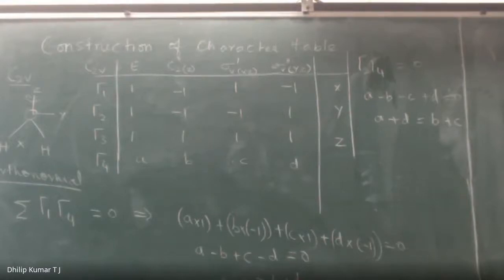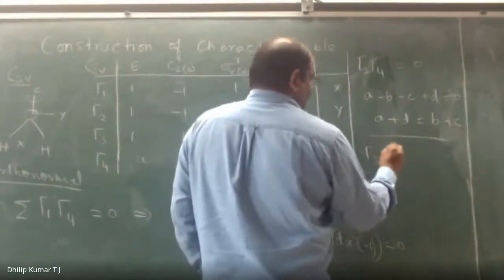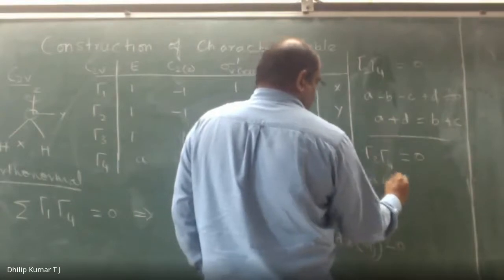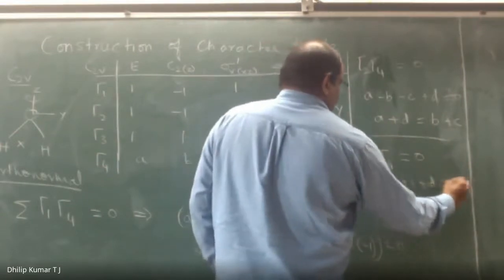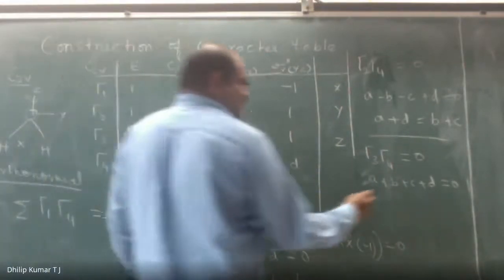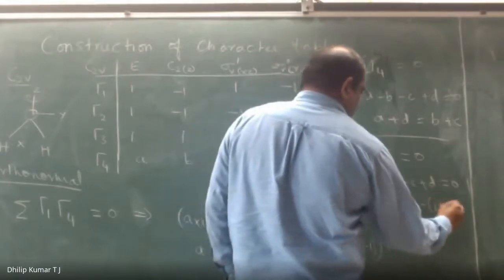But take something else. 2 and 3 and 4. Let me do 3 and 4 also, but this is all going to be positive. I'll do gamma 3 and gamma 4. Let me do this. It should be 0. So it is A plus B plus C plus D equal to 0. So A plus C equal to minus of B plus D.